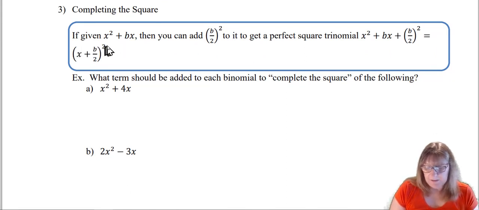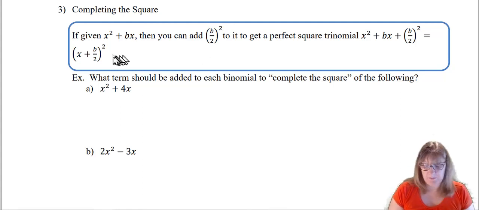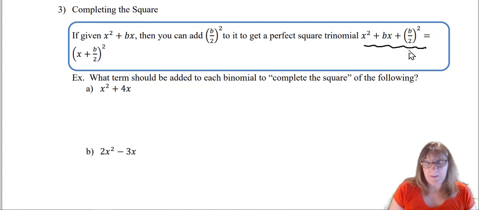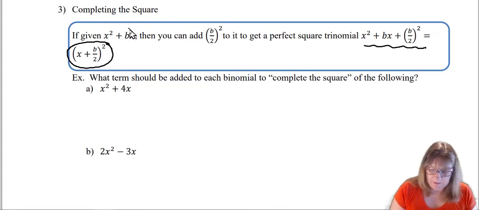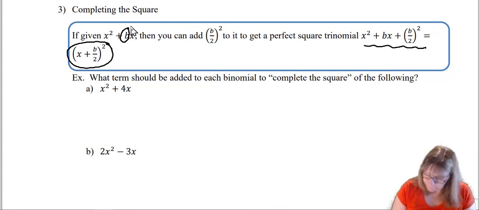If you are given x squared plus bx, then you can add b over 2 squared to that expression to get a perfect square trinomial that looks like this. The value of that is that it always factors into this form. And so the b that we're talking about here is this guy. So we're going to do a couple of examples where we just find that term and then see how it works. And then we'll talk about how we use that to actually solve equations.